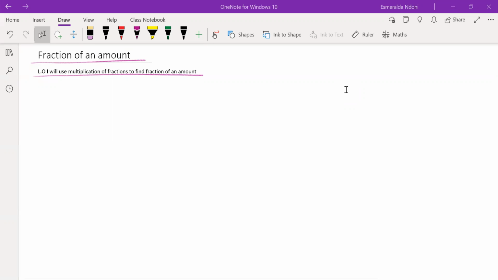Okay, let's get started. Today we're going to learn how to find the fraction of an amount. I'm going to show you a couple of examples.